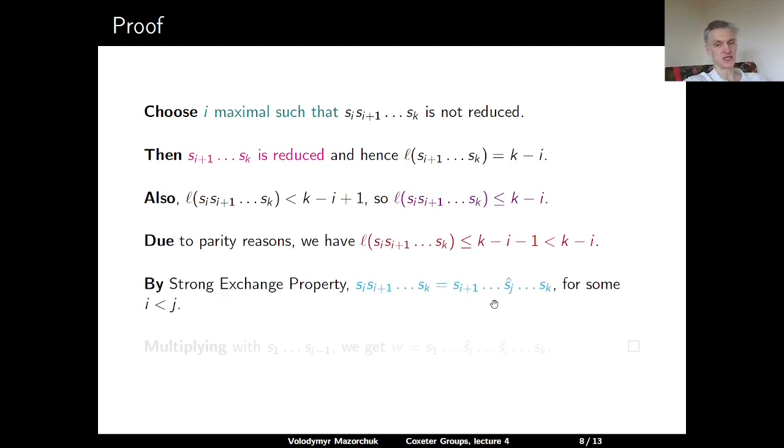But then by the strong exchange property, this expression si, s(i+1), and so on, sk can be obtained from s(i+1) and so on, sk by deleting one letter. Let's call it sj. And now if we multiply with the prefix s1 and so on, s(i-1), we get that w is equal to the original expression with si and sj deleted. This completes the proof.